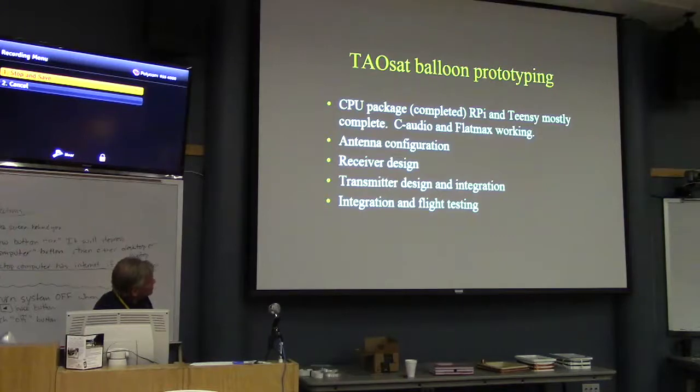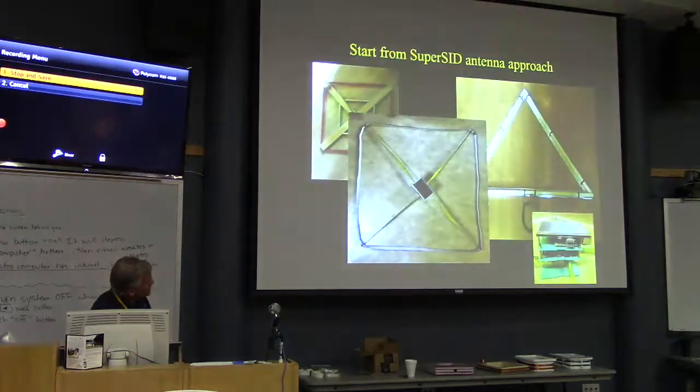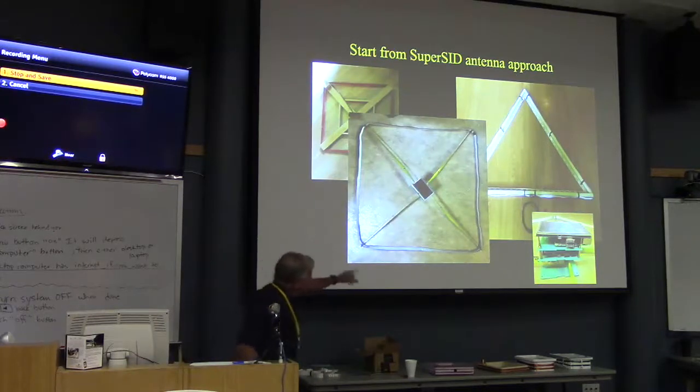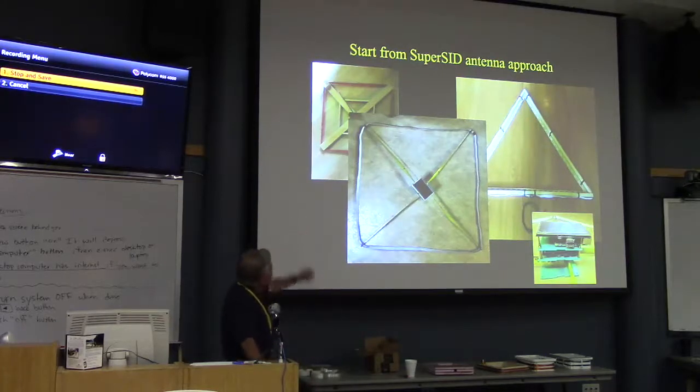So we've flown several balloons. I haven't said much about antennas and receivers for transmitting. This shows 3 of our antennas. That's the package that's floating around. That's a superset-like antenna. It weighs about 4 pounds. It has 300 feet of wire.